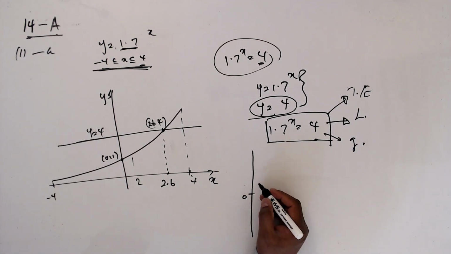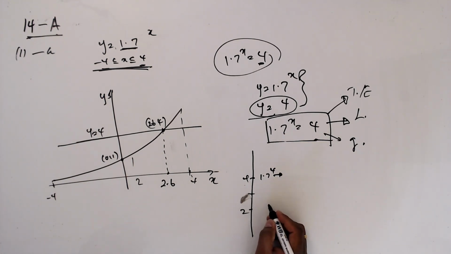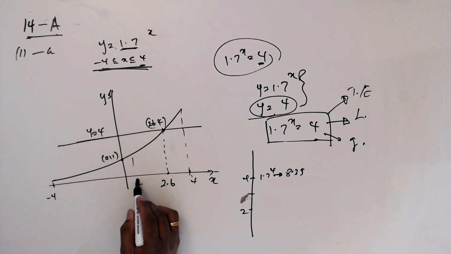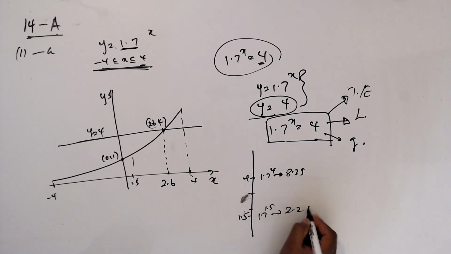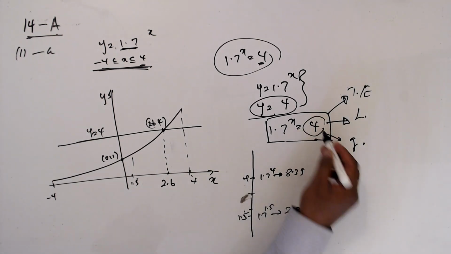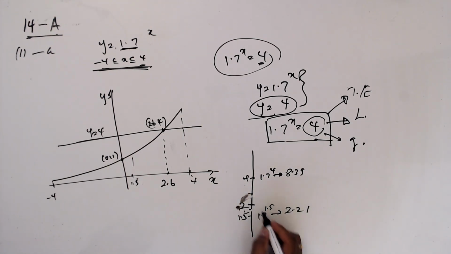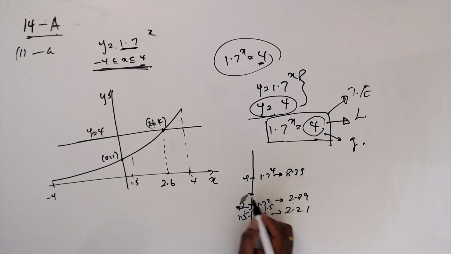I'll draw differently. Okay, and this is 2 and 4. When x equals 4, 1.7 to the power 4, what is the value? We work out this value. This is 8.35. We'll get a different boundary, another one. When x value is 1.5, 1.7 to the power 1.5 is 2.21. Now we need what? 4. Then you can increase the numbers or decrease them. So then I will put 2, so 1.7 squared is 2.89. So then I will put 3.